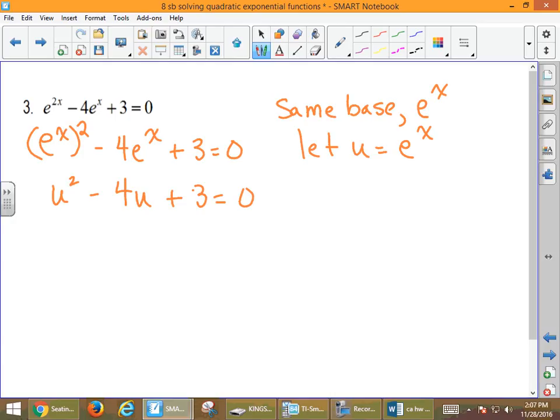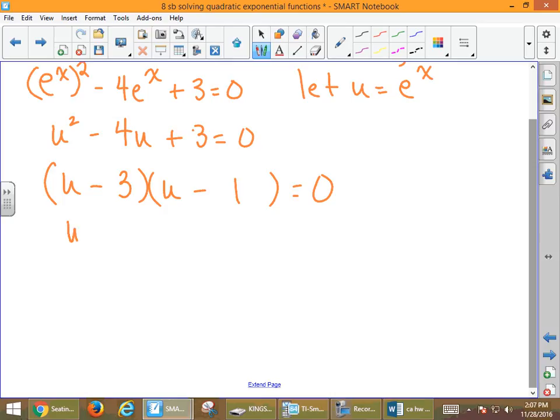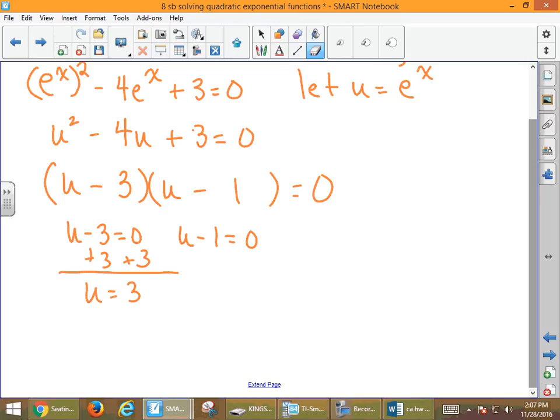Factor and solve, our next step. And again, I hope that you can tell me that u equals 3 and u equals 1. Where they're coming from: u minus 3 equals 0, u minus 1 equals 0. Plus 1, plus 1. u equals 1.